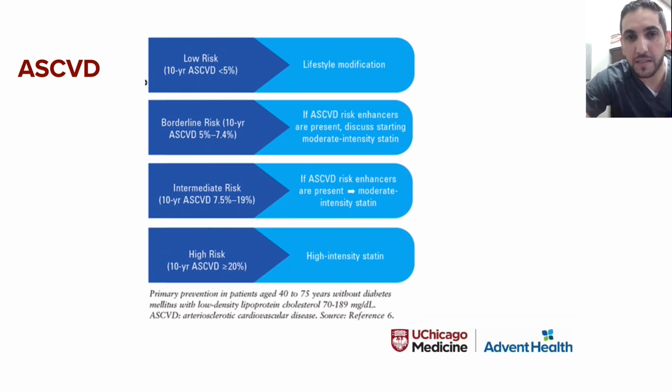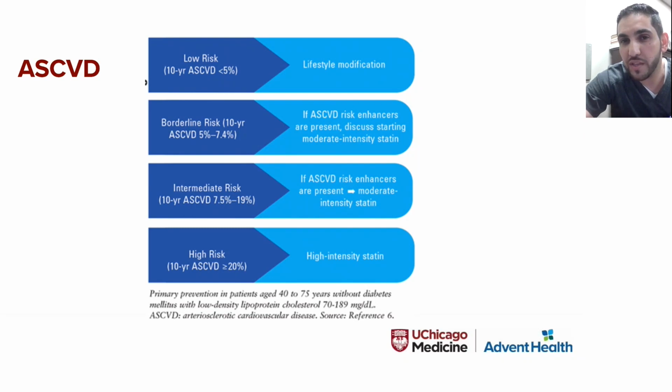And it will categorize people into low risk, less than 5%, then borderline, between 5% and 7.4%, then intermediate, 7.5% to 19%, then high risk is more than 20%. And it's very important, because sometimes we get patients who have high cholesterol that doesn't meet the criteria for medication. It's not 190, they don't have a significant indication, and they will ask you, will I benefit from a statin, which is the cholesterol-lowering medication?